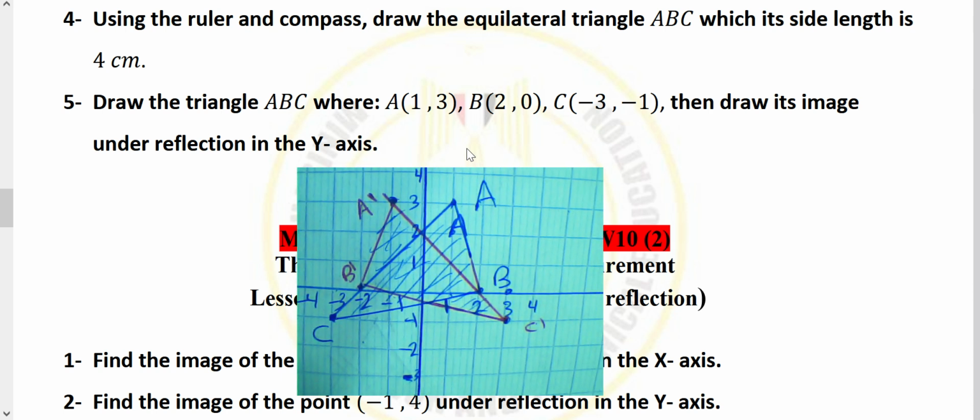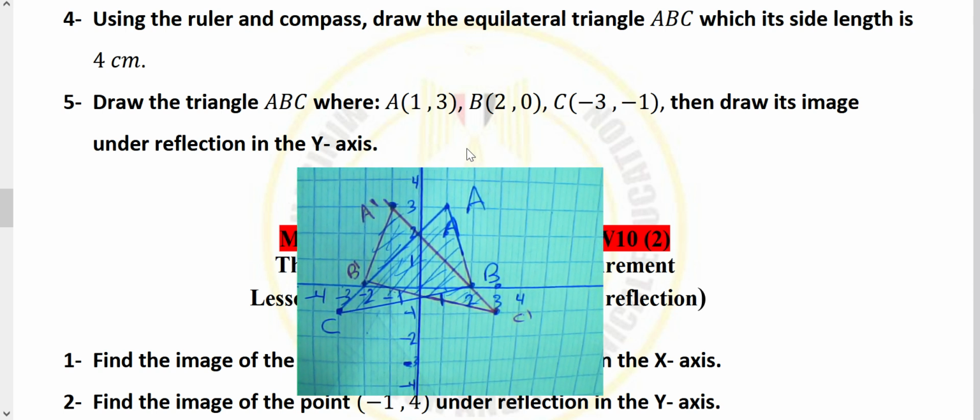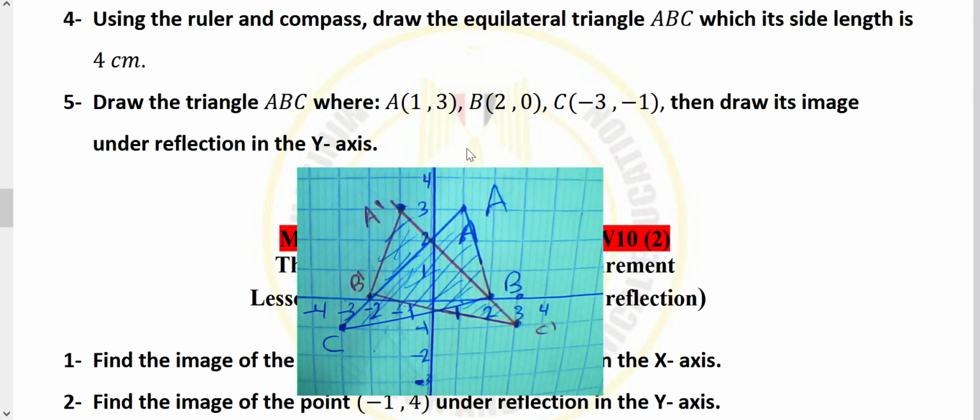The first and second triangles are congruent.